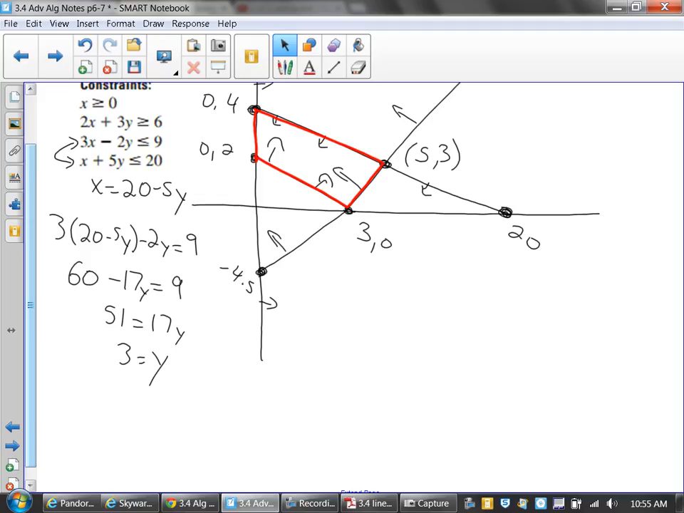From that, I just test all 4 of those points in my objective function, the one that was given to us, to figure out where I get a maximum and a minimum. Here I will have both a maximum and a minimum because I'm bounded at all 4 sides. There's no open top, there's no open bottom. Okay.